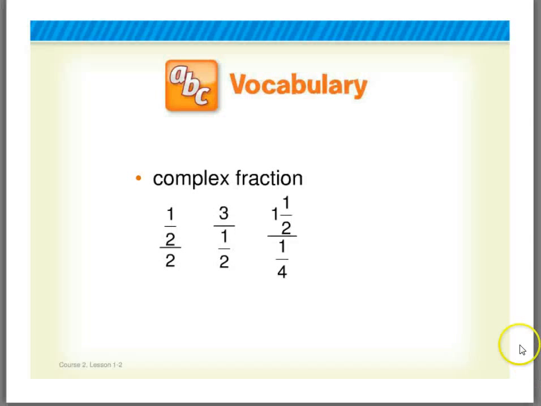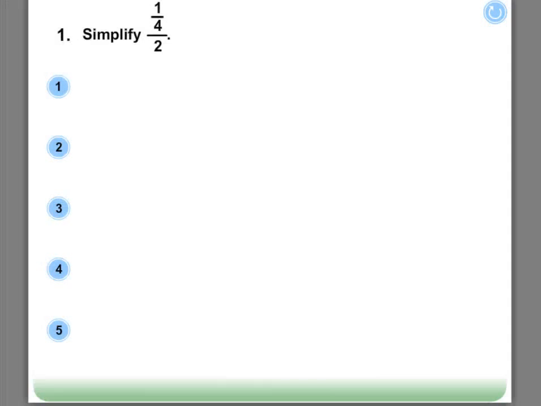So here is your vocabulary for today. We have the word complex fractions. Anytime you have a fraction written this way, with one half over 2, or 3 over 1/2, those are complex fractions. So let's go ahead and do an example. Here we need to simplify.